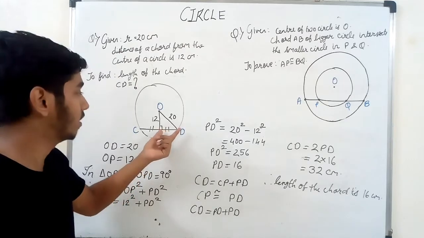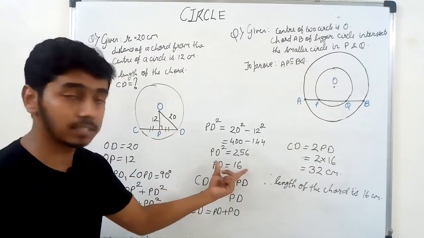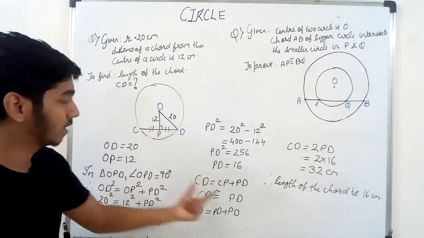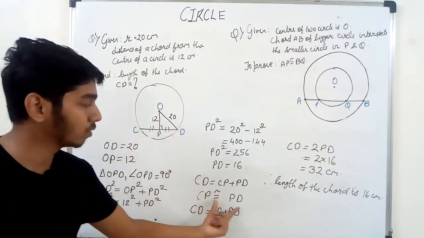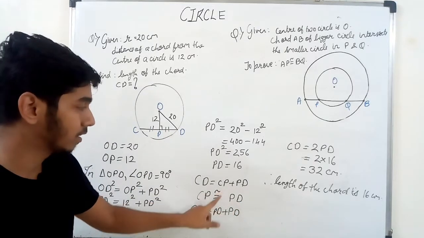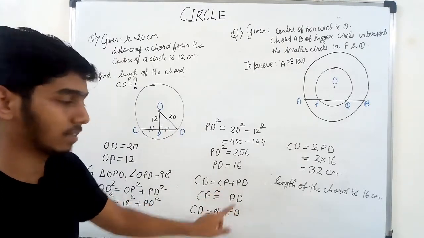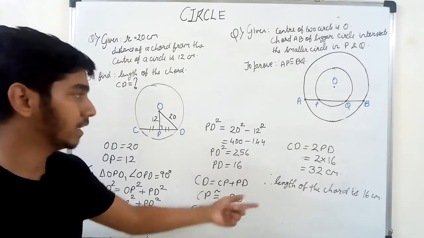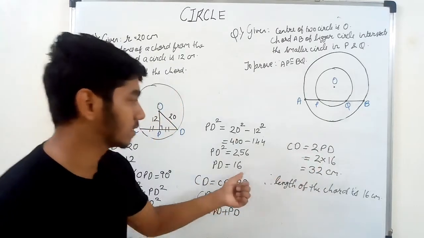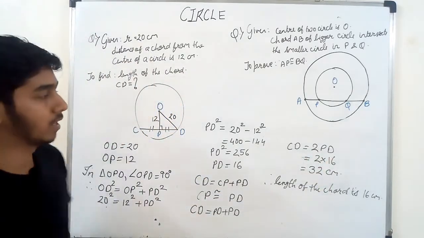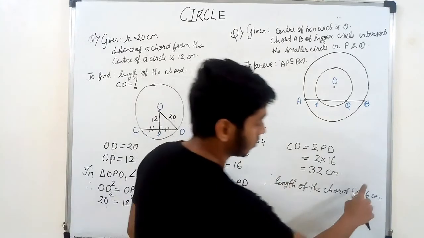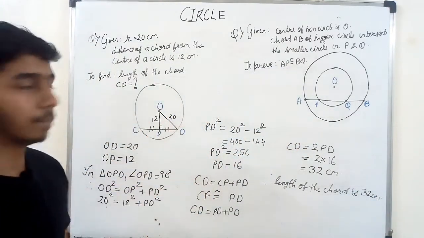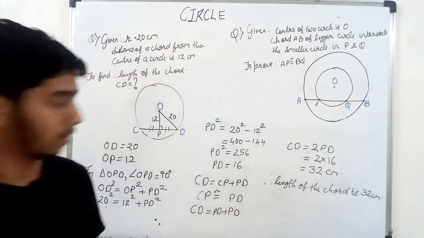So what we did here, we found the half part of the chord, the length of the half part, which is PD as 16, and then we said that CD is CP plus PD. But you know that CP and PD both are congruent, so I substituted this CP as PD itself. So CP is PD plus PD, which is 2 PD, and then PD is 16. So that's 32. That's your answer for this. I hope you have understood this sum. Let's take another question.